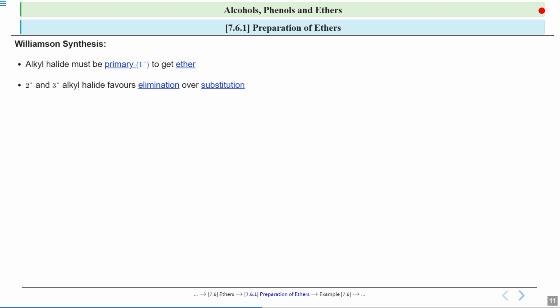So over there, it will follow an elimination reaction and not a substitution reaction. The reason is the steric repulsion between alkyl groups that restricts the SN2 attack. What happens if your alkyl group is a 3-degree alkyl group? The oxygen of your sodium alkoxide, when it attacks a 3-degree alkyl halide, will find it difficult to attack because of steric repulsion.